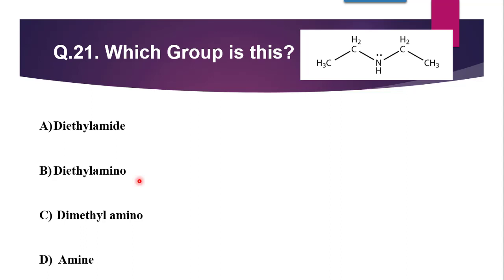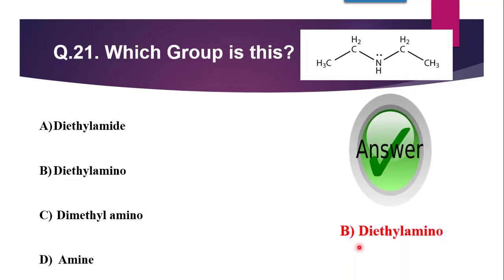Question number 21, which group is this? As you can see here, this is CH3CH2, that means ethyl. This is also CH2CH3, ethyl, and at the central position N is there. So it is ethyl, ethyl means diethyl, and this is amine. So it is diethyl amino. This is not dimethyl amino, methyl is not there. And diethyl amide, amide is also not there because amide is CONH2. Amine is also not there simply. So this is diethyl amino. So the answer is B, diethyl amino.